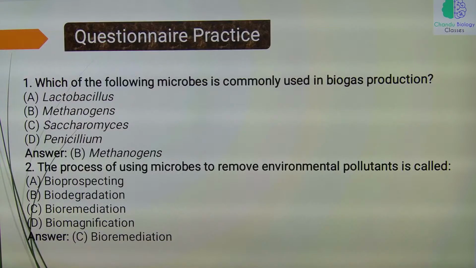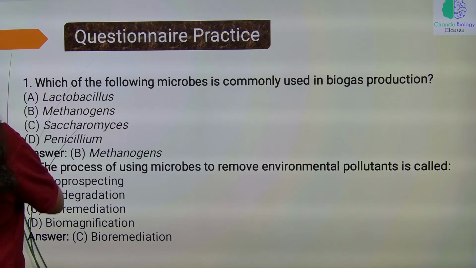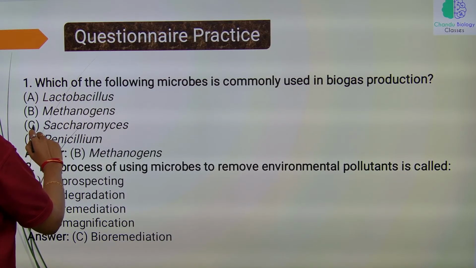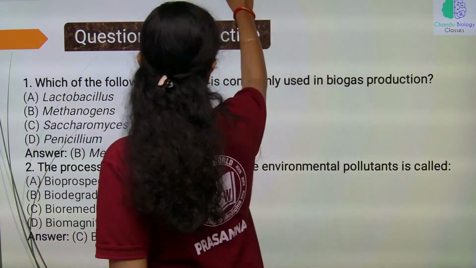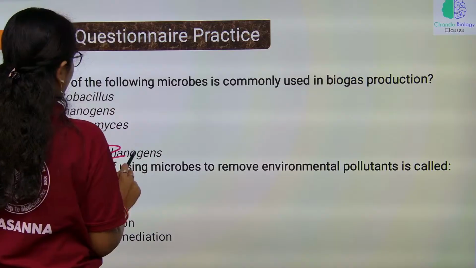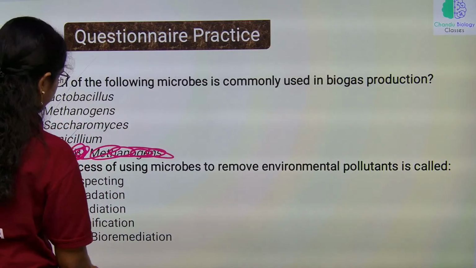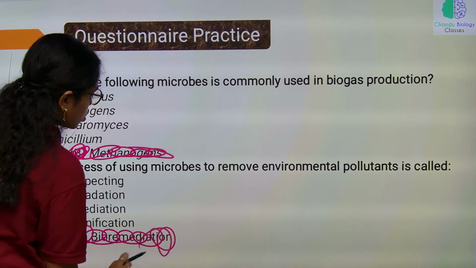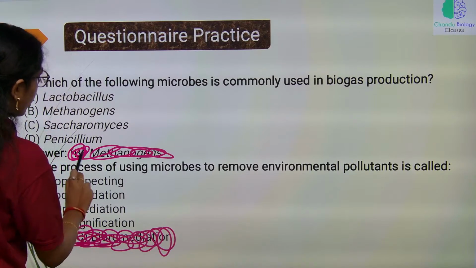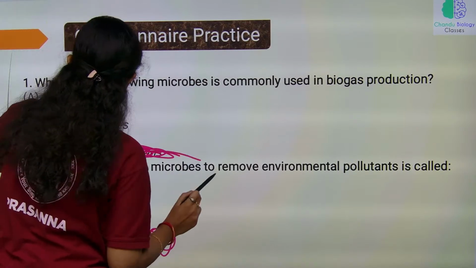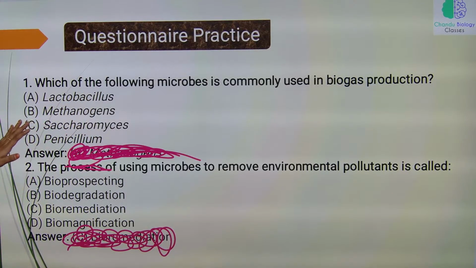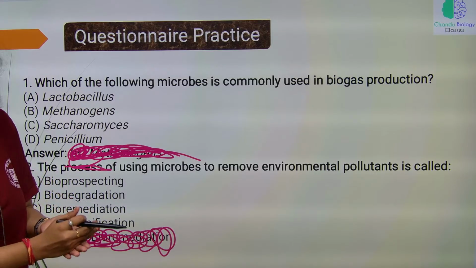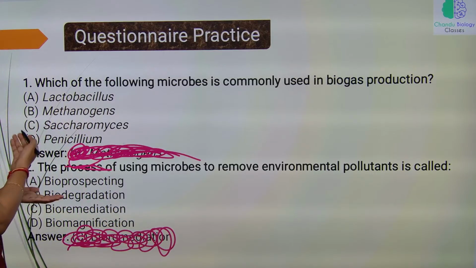Next, let us look into the questionnaire. Which of the following microbes is used in biogas production? The obvious answer. The questionnaire range is as simple as this only, ma'am. In our final examination also, I have taken previous year PGT papers as reference. Those are methanogens for the first.